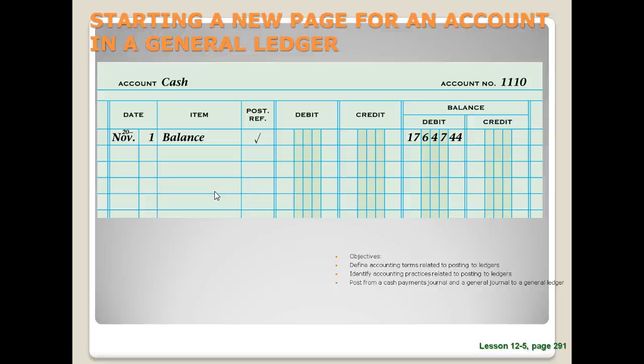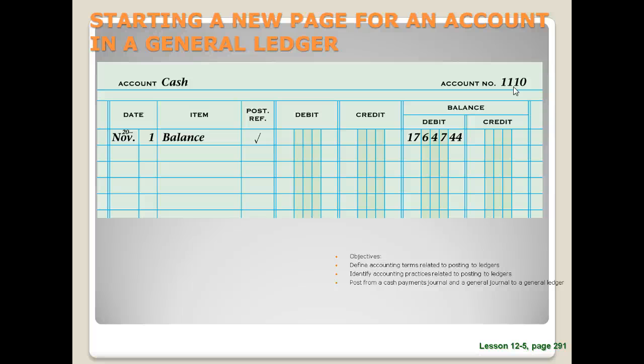But when we finish out a ledger page, we have to bring that balance forward to a new page. And so this is how we start a new page. What we do is we write the account title. For this one, it's cash. We write the account number, which is 1110. And if you have no idea where we're getting these account numbers from, they come from a chart of accounts. In our book, this chart of accounts is on page 219. So you can go look at page 219 and you'll see what all of the account numbers are.